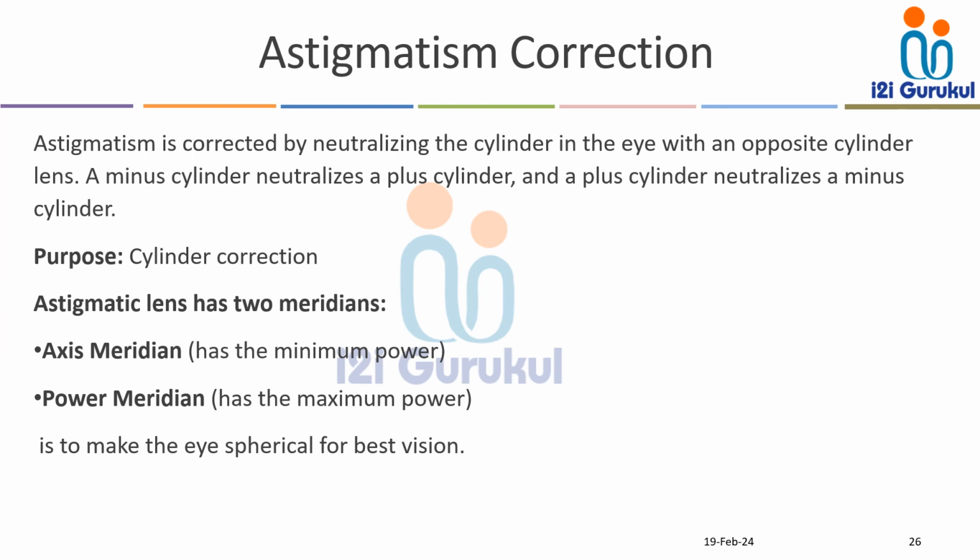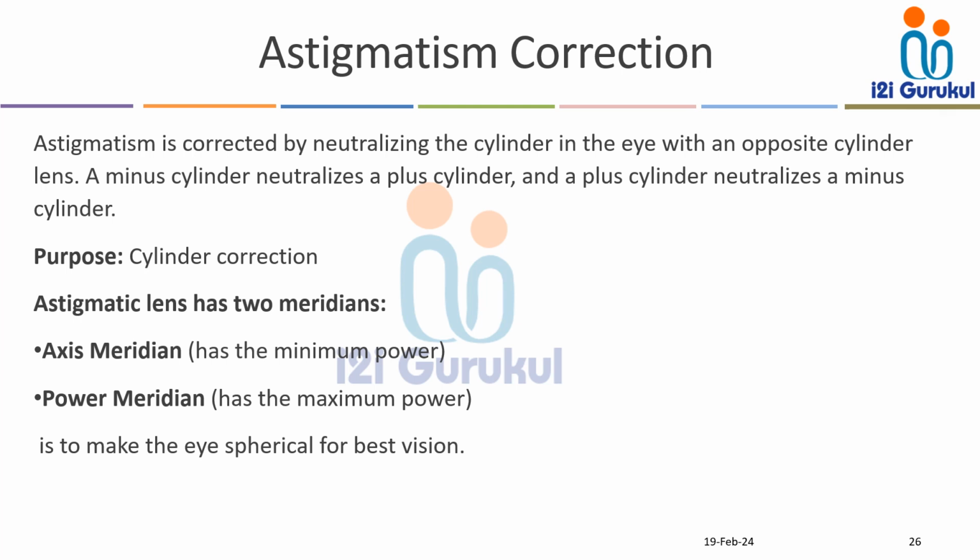Coming to the correction of astigmatism. Astigmatism is corrected by neutralizing the cylinder in the eye with the opposite cylindrical lens. A minus cylindrical lens neutralizes the plus cylinder and the plus cylinder neutralizes the minus cylinder. The purpose is to correct the astigmatism.